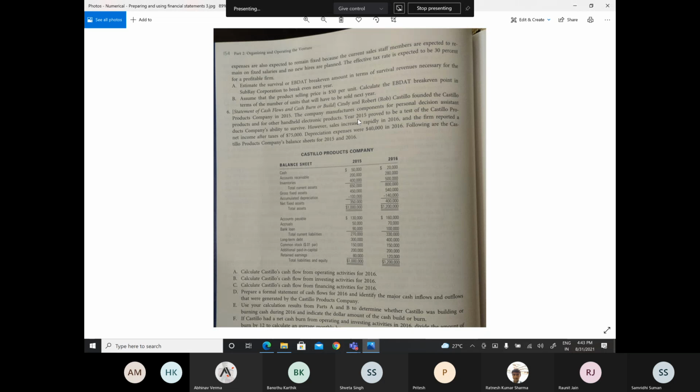The effective tax rate is expected to be 30% for a profitable firm. Based on this, estimate the survival or EBITDA break-even amount in terms of survival revenues necessary for the sub-Ray Corporation to break even next year. And B, assume that the product selling price is $50 per unit. Calculate the EBITDA break-even point in terms of the number of units that will have to be sold next year. Okay, so let us see how this is done.